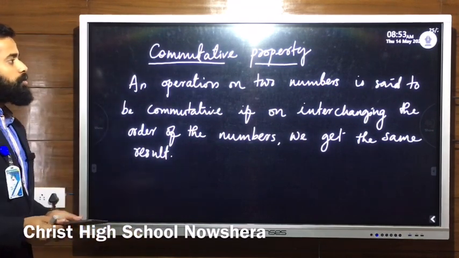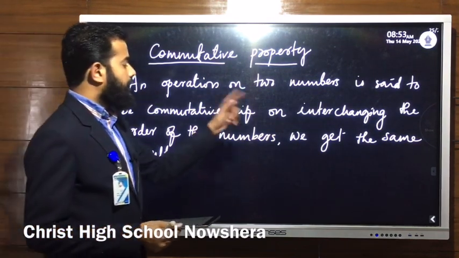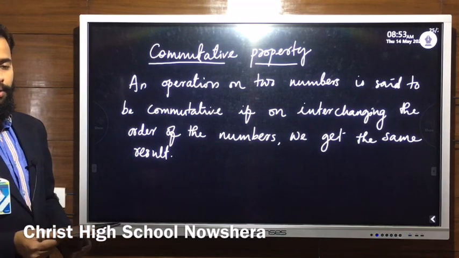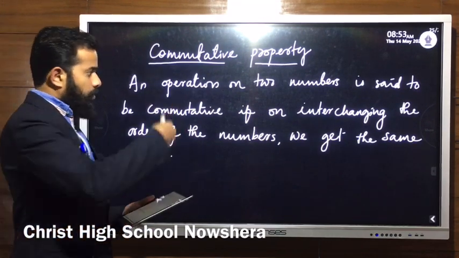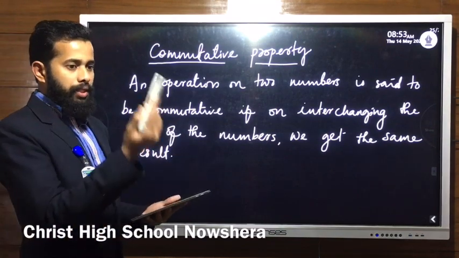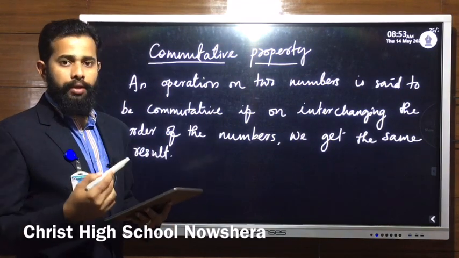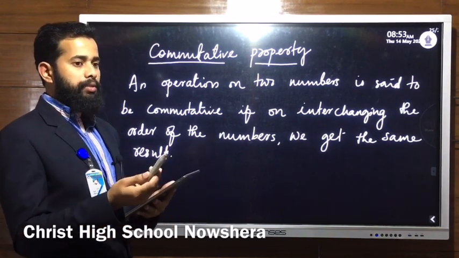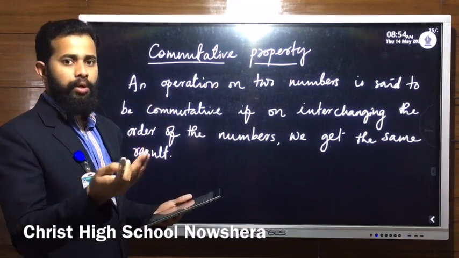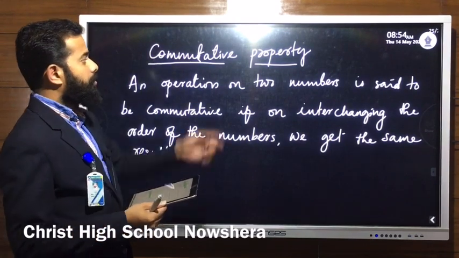An operation on two numbers is said to be commutative if on interchanging the order of the numbers we get the same result. That means here also the four operations we will check. In each operation, whether we change the place of the numbers, the result remains the same. Whether 2 plus 3, if instead of 2 plus 3 we write 3 plus 2, what happens to the result? The result remains the same. So that is the commutative property.